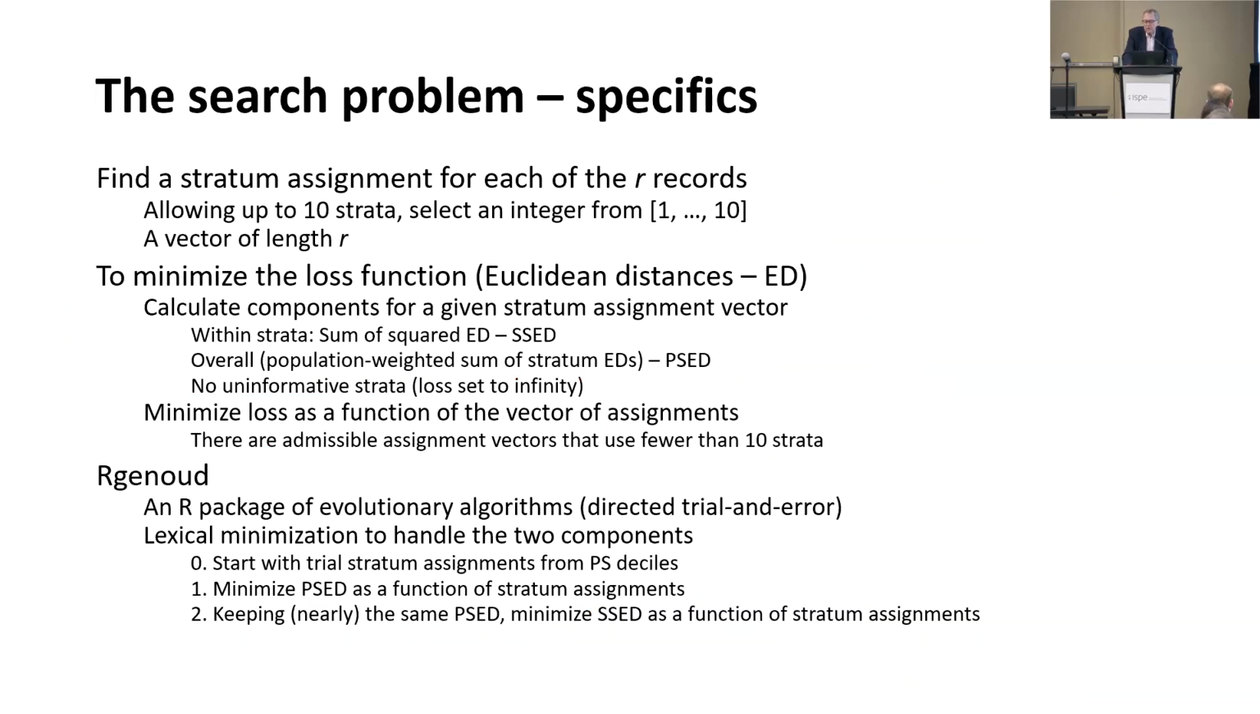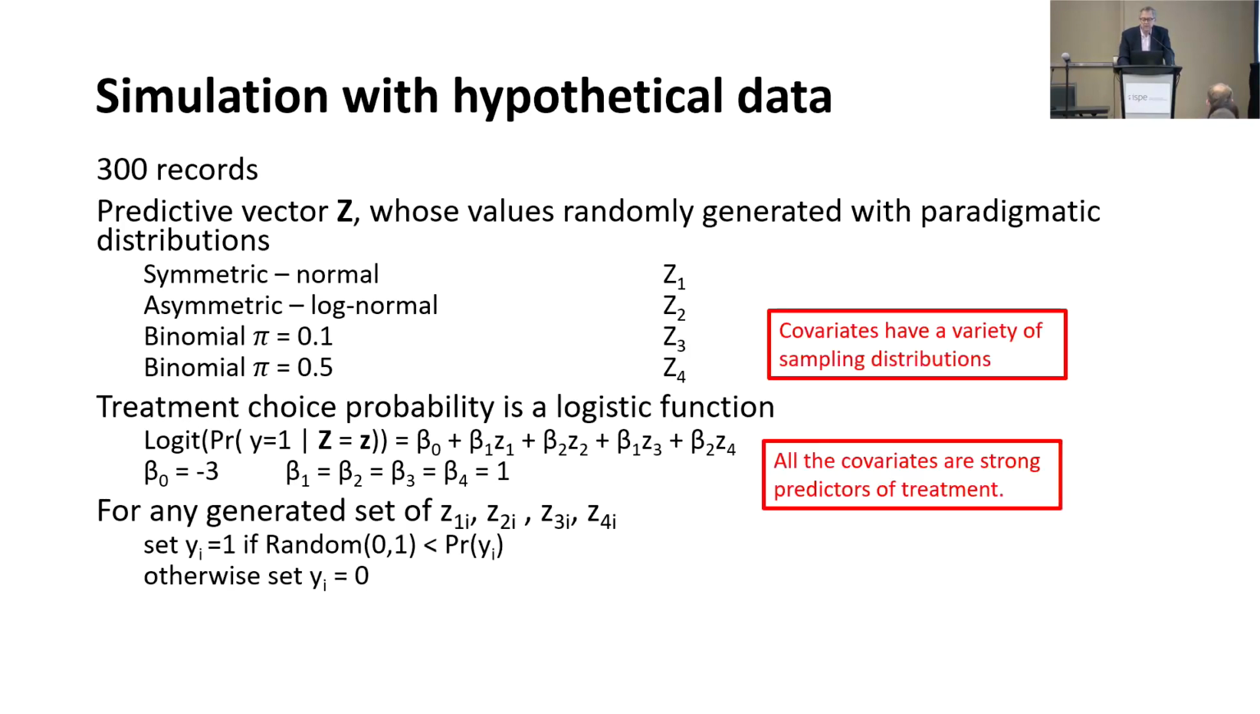So we calculate each loss component with a special provision forbidding a single empty cell in a stratum. Using GENOUD, we used lexical minimization to optimize the overall balance. And among the solutions with near optimal overall balance, we also minimized the covariate discrepancies within strata.